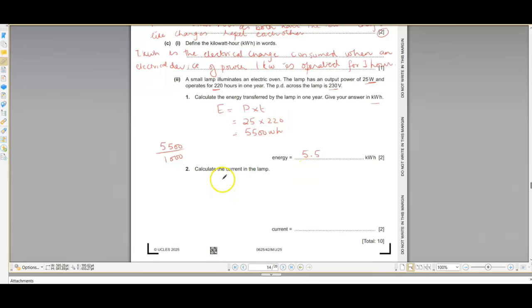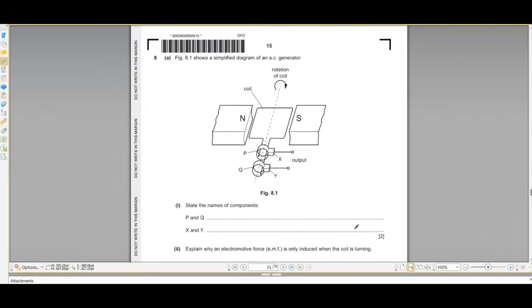Calculate the current in the lamp. Current in the lamp can be calculated by the formula V is equal to IR and P is equal to VI. Since we don't have resistance over here, we have power over here, so we are going to use this formula. The power is 25 watts, and we were given the voltage to be 230 volts. And I we have to find, so 25 divided by 230 is going to give us the current, which is going to be 0.108 amperes. Okay, write the units.